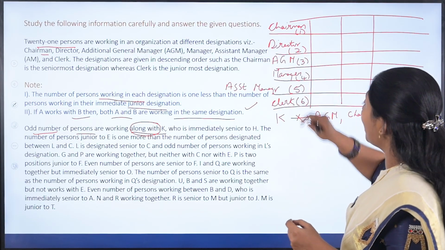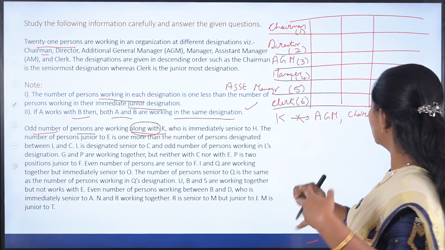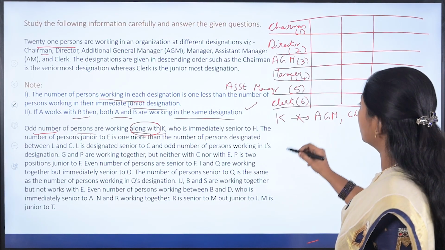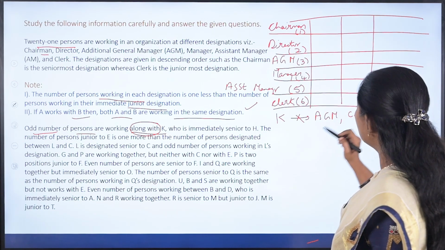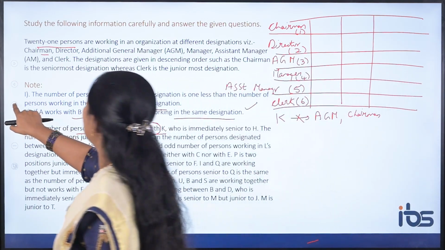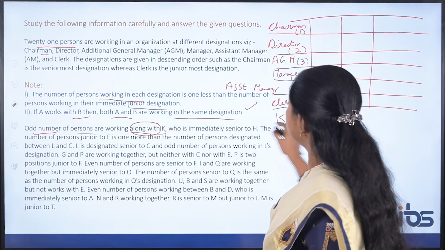So if K is a manager, K and 3 persons. So what are the chances of K? K can become a manager, okay. So K cannot be a chairman. So K cannot be an AGM. So what else can K be? So I'll write it in this way.